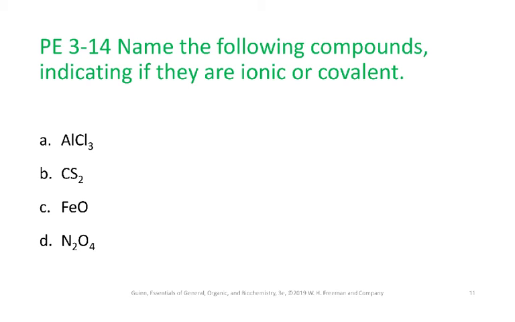Okay, welcome back. So let's look at the answers, right? A, well, first off, how do you know? Well, aluminum is a metal and a nonmetal is chlorine, right? So a metal and a nonmetal means ionic. They're going to form ions. And so the name is just aluminum chloride. We don't need trichloride or anything like that. If it's ionic, there's only one way we can put aluminum and chlorine together. They're transferring electrons. So there we go.